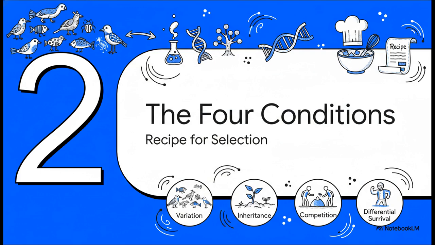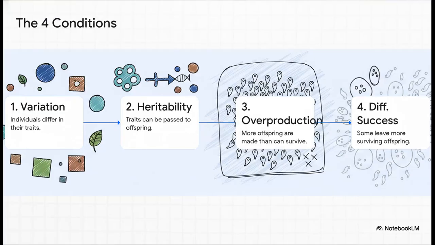All right, let's get a little more specific. You see, natural selection doesn't just happen out of nowhere. A population has to meet 4 very specific conditions. You can almost think of it like a recipe. And here they are. The 4 ingredients: variation, heritability, overproduction, and differential success. Seriously, think of this as a checklist. If you're looking at a population and you can tick all 4 of these boxes for a certain trait, you can say with 100% certainty that evolution by natural selection is happening.